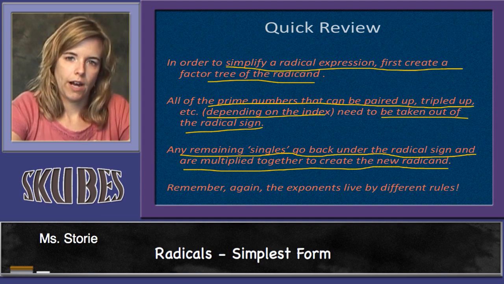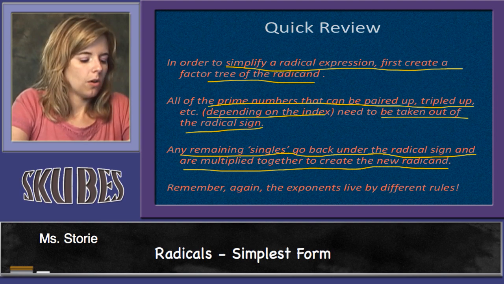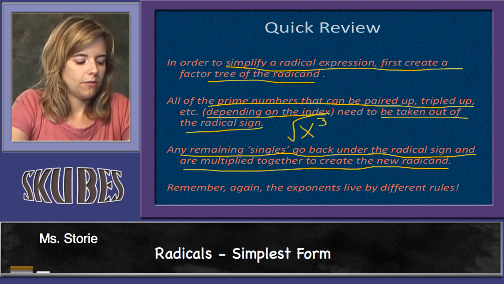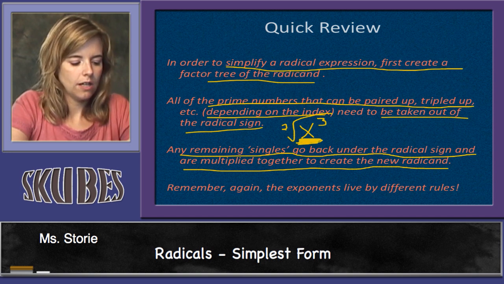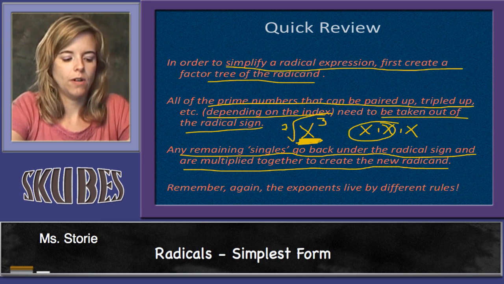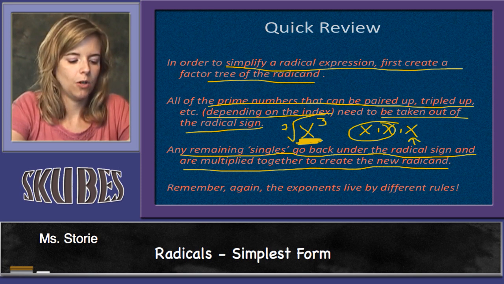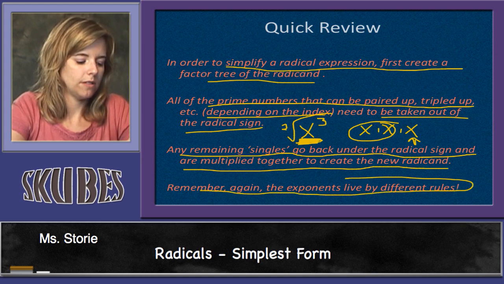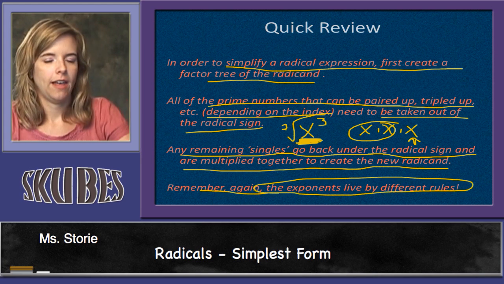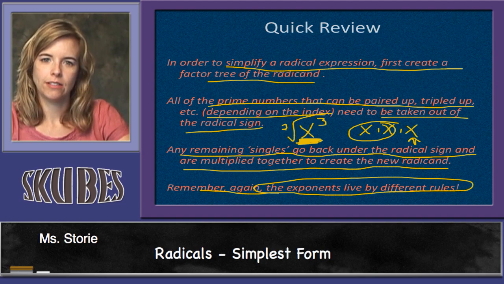This works for your exponents as well. So when you're talking your variables and your exponents, I don't need to make the factor tree. I just need to list them all out and circle them in groups of 2, and they come out, and the poor lonely one goes back under the radical sign. Remember, the exponents always live by the different rules. And that's it for our lesson on radicals, simplest form.